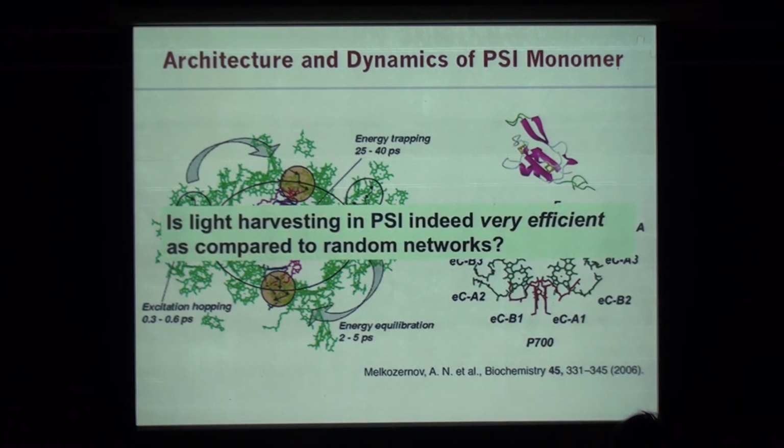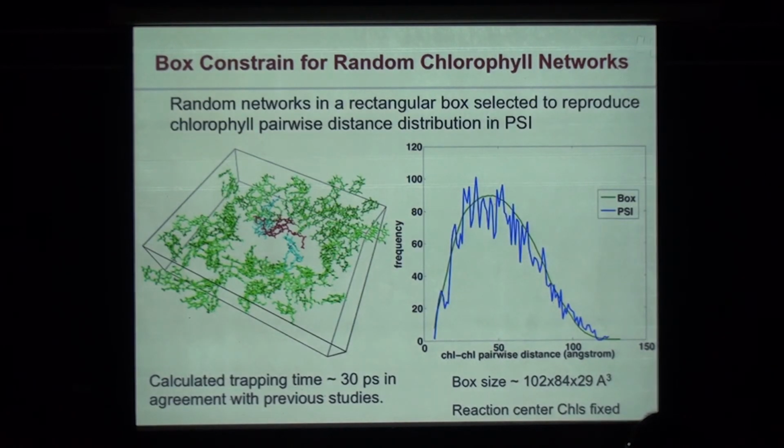So the first question we want to ask is whether or not light harvesting in PS1 is efficient. Everybody says light harvesting in photosynthesis is efficient, but is that true? We want to ask this question by comparing this structure to random networks. If we can randomly generate a network and achieve the same efficiency, then it's not efficient at all, right? But you cannot compare it to arbitrary random networks. The key is you need to compare apples to apples, not apples to oranges. Otherwise, you are not doing any good.